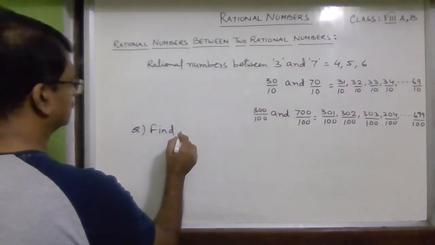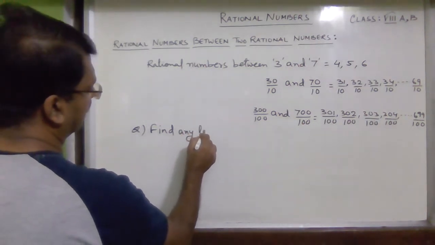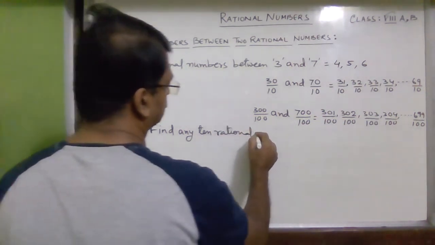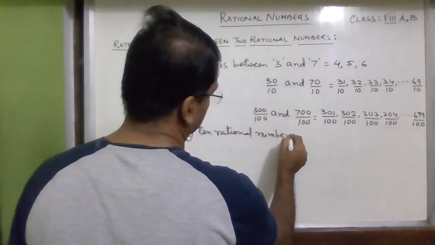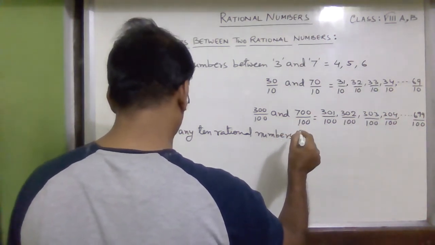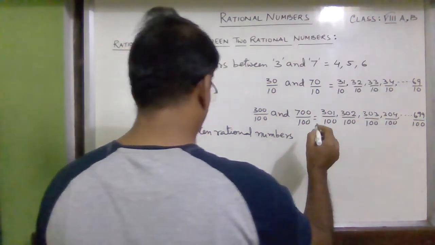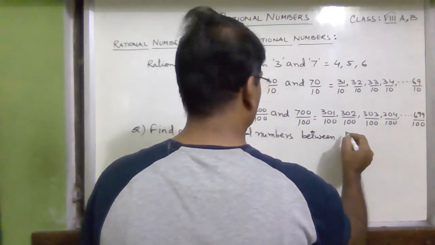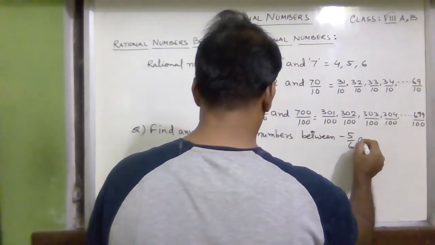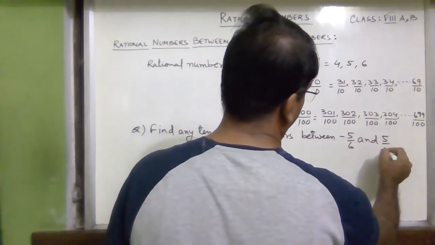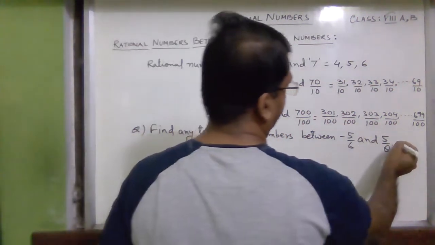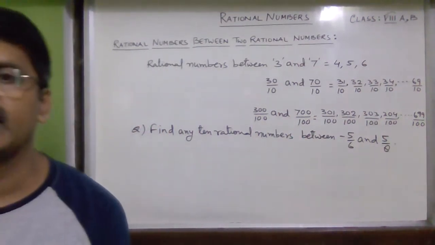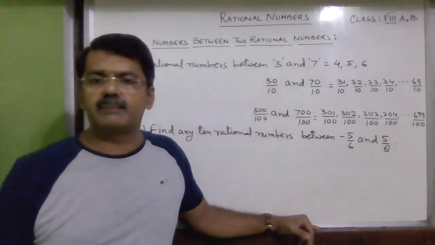The first question is, find any 10 rational numbers between -5/6 and 5/8. So you have to write any 10 rational numbers between -5/6 and 5/8.